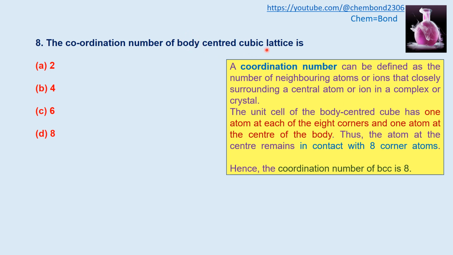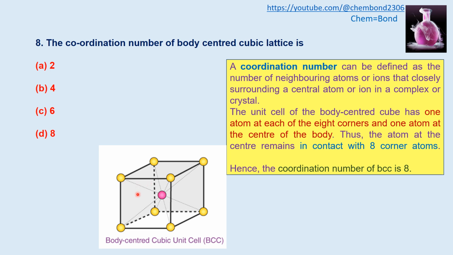So here the body center cube that is given over there will have 1 atom in the center that is surrounded by 8 other atoms at the corner. So the atoms that surround the central atom, that is the coordination number. So here the body center cube has the coordination number 8.